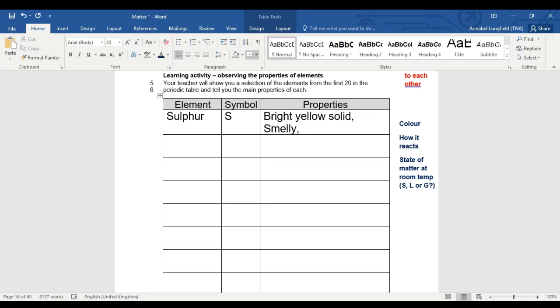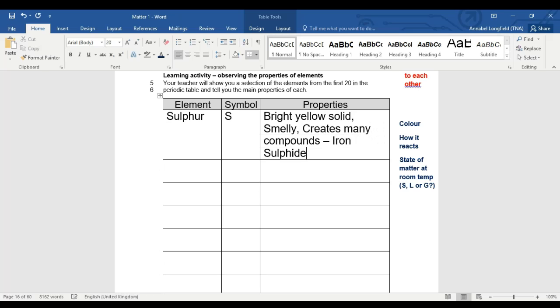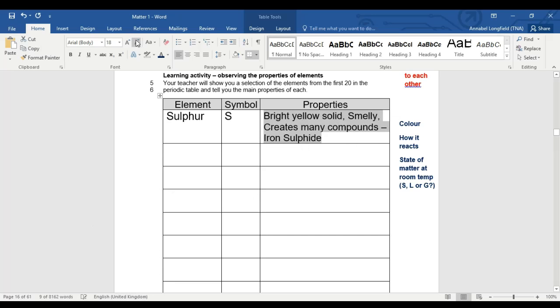Okay, that is because of the smell of sulfur. And then the last thing is that it is reactive, and creates many compounds. So for example, iron sulfide. So that is the main things that you need to note within your table, and I'm just going to make that a bit smaller so that the table doesn't take up too much space.